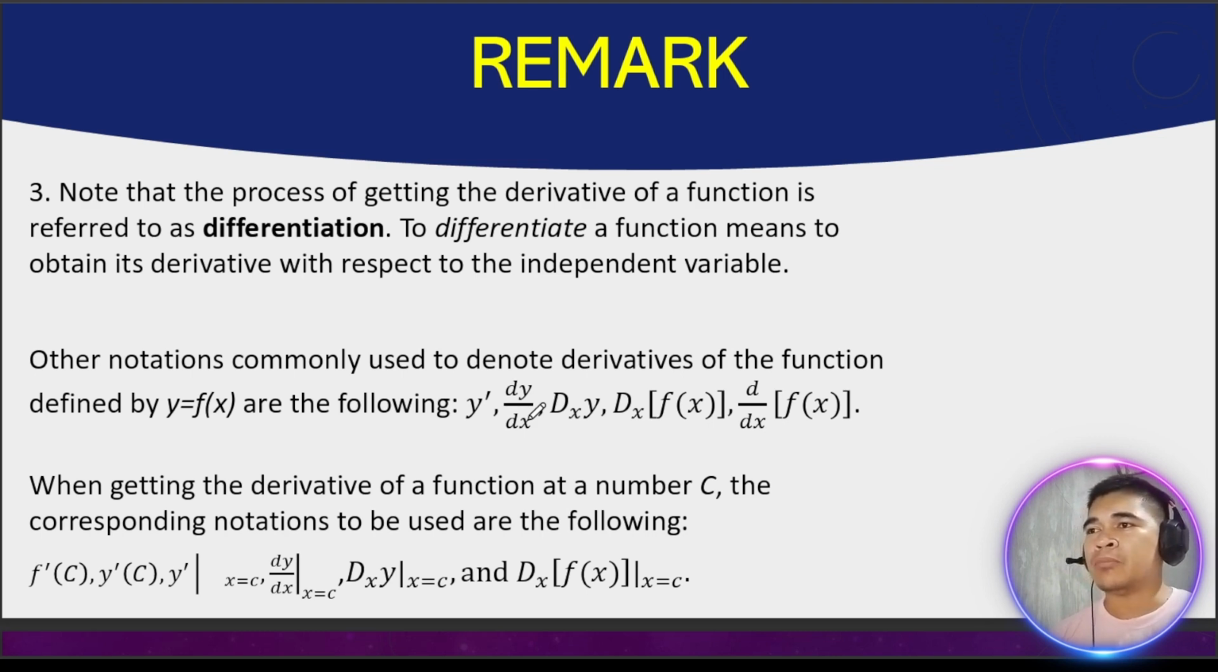When getting the derivative of a function at a number c, the corresponding notations to be used are the following. f prime of c, y prime of c, y prime at x equals c, dy over dx at x equals c, d over dx of y at x equals c, and d over dx of f of x at x equals c. So these notations all denote the derivative of the function.